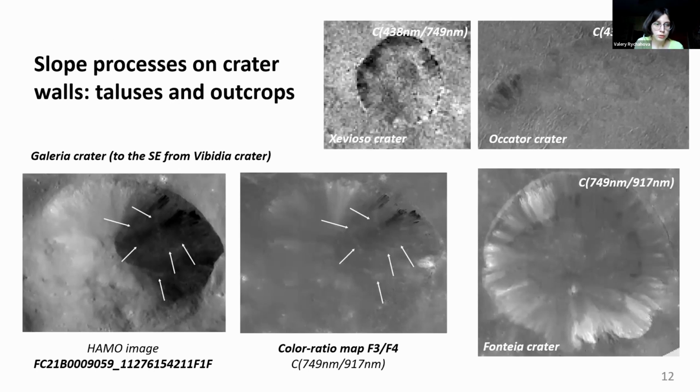Also, using such color ratio imagery, we could see some slow processes like taluses and outcrops of material. We could see it for both Ceres and Vesta, and it's really useful to analyze such taluses in this way and analyze, for example, the slope of spectra and depth of absorption bands. Next, please.